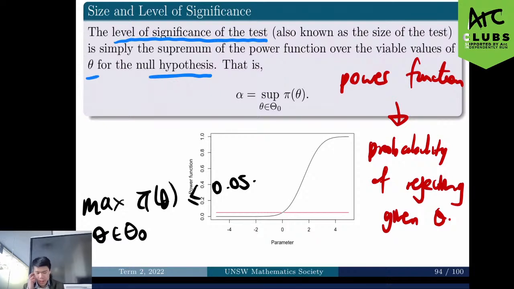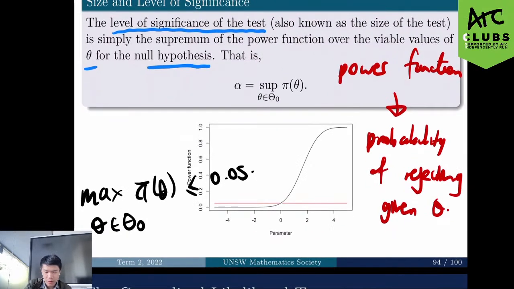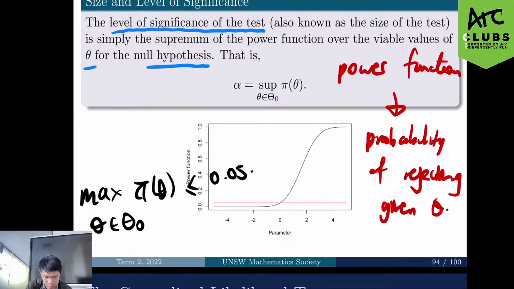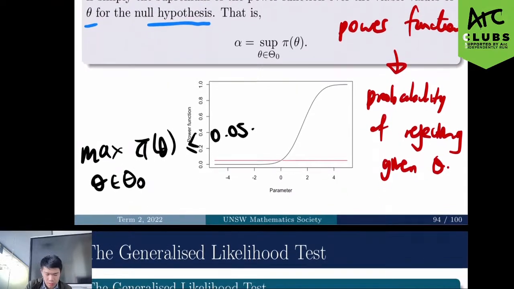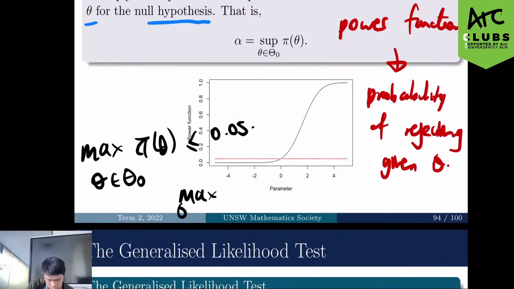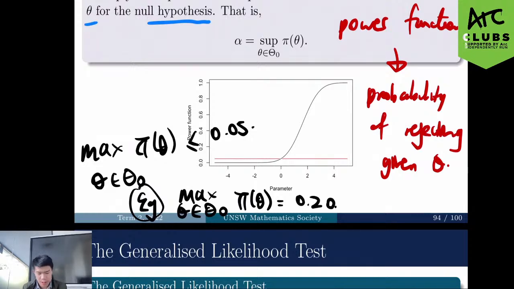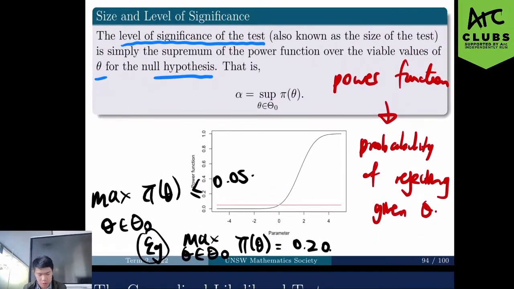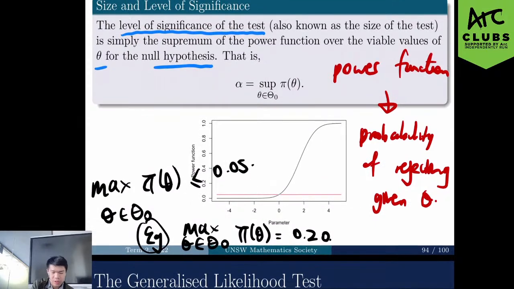Because what that means is, let's just say that there is some value of theta such that the probability of rejecting is like 20%. Let's just say, for example, the maximum of the power function is equal to 0.20. Then, well, that's clearly not a good test, because then we have a 20% chance of rejecting the null, even though the null is true. So we actually want the maximum value of this power function to be less than or equal to the level of significance. Okay.